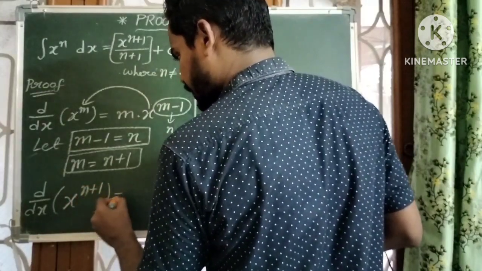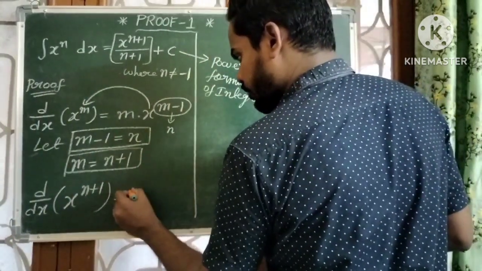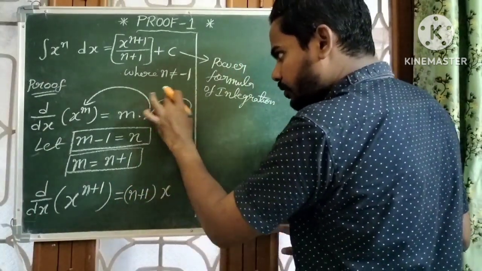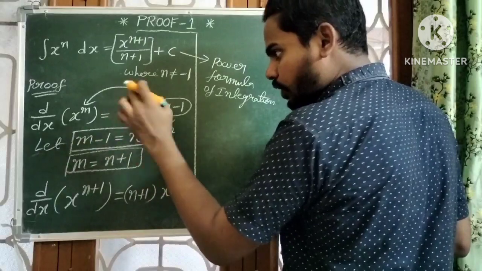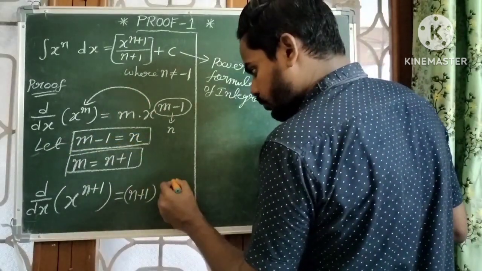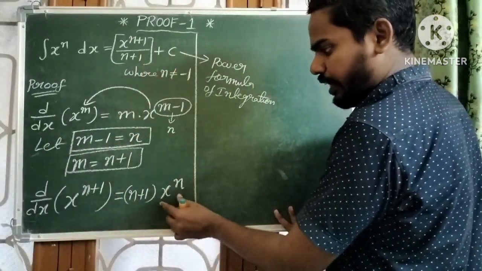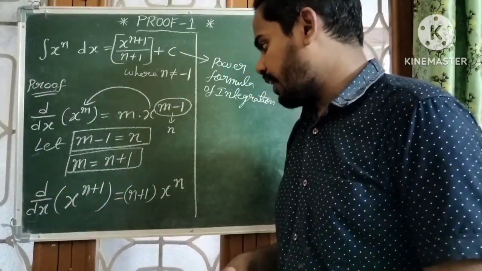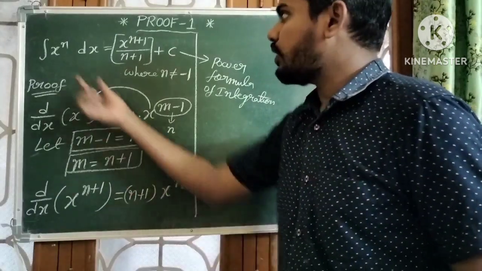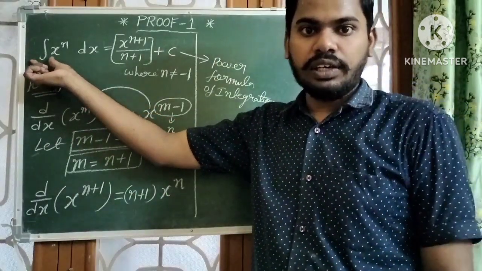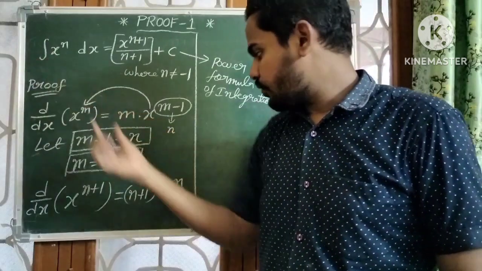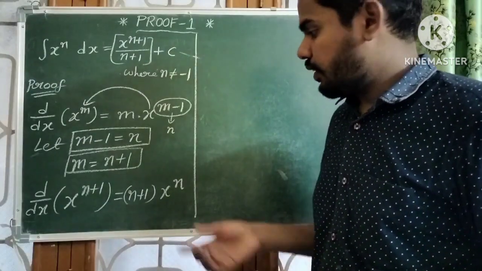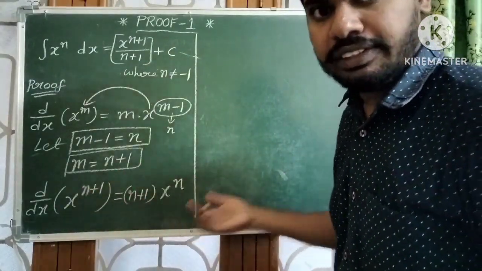d by dx of x power n plus 1 is equal to, again what is m? n plus 1 into x power, what is m minus 1? We already considered m minus 1 is equal to n, so x power n. Now we have x power n here. So d by dx of x power n plus 1 is equal to n plus 1 into x power n. Here we need the integral, so we need integration of this function with respect to x. Now apply integration on both sides with respect to x.